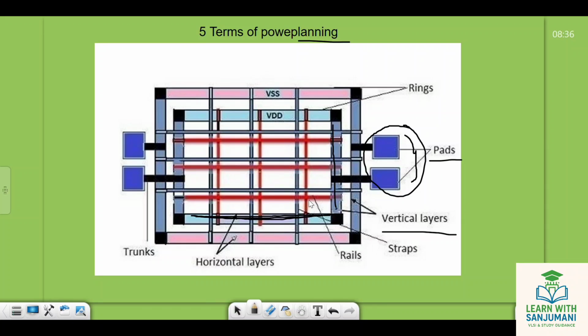Now coming to the rails. See, inside these we have rails. Red color is nothing but the rails, and the straps are nothing but the connection between VDD and VSS. Then the connection between the rings and the pads: these are the pads and these are the rings, but the connection in between is nothing but the trunks. Here it shows clearly, this connection is nothing but trunks. We should know about these five terms, then only we will stand in the terminal execution.